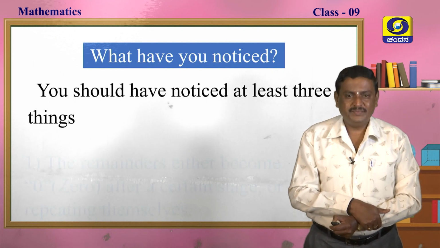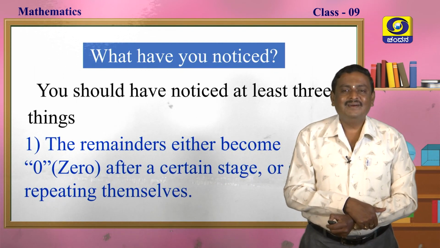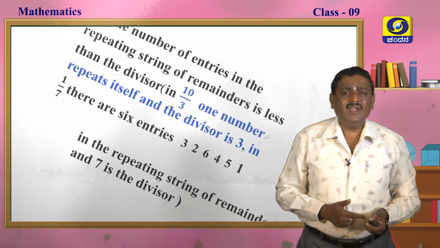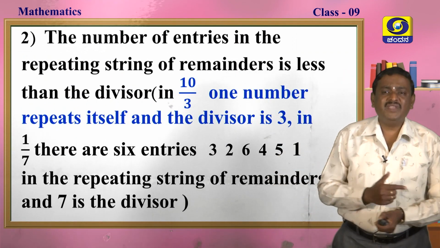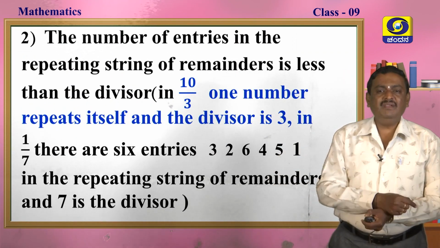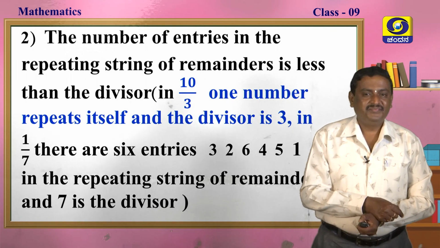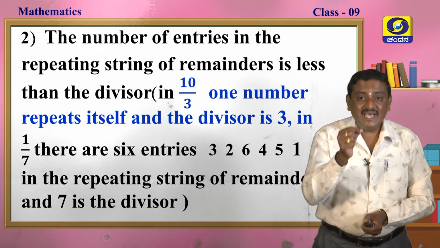What are those? The first one is the remainder either becomes 0 after a certain stage or starts repeating itself, my dear students. The second one is the number of entries in the repeating string of remainders is less than the divisor. It is less than the divisor.